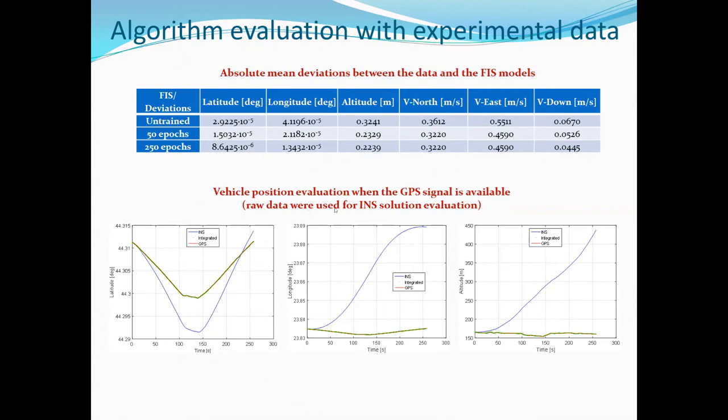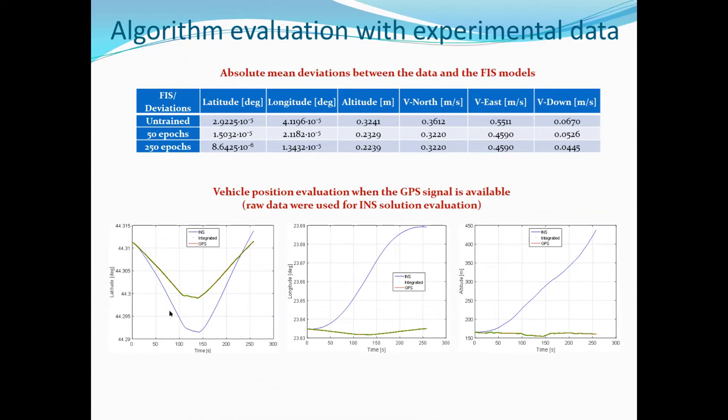Attention, raw data were used for the INS solution evaluation, so we don't filter the IMU data, the inertial measurement unit data, before the fusion. So we can observe here the INS provided position with the blue, with the red the GPS position, and also with the dotted green, we have the integrated system, the synergic navigator solution.